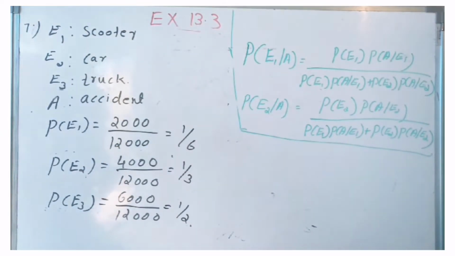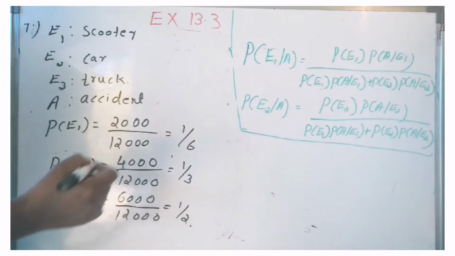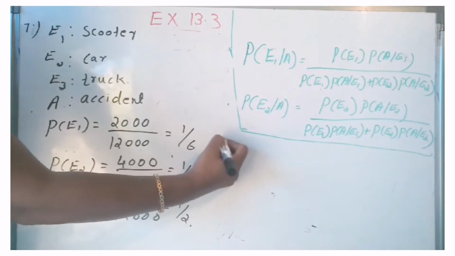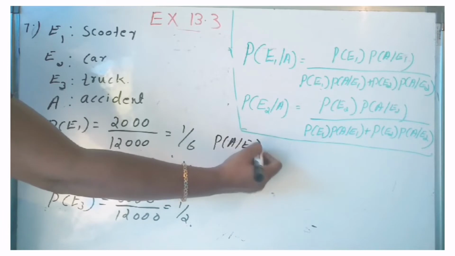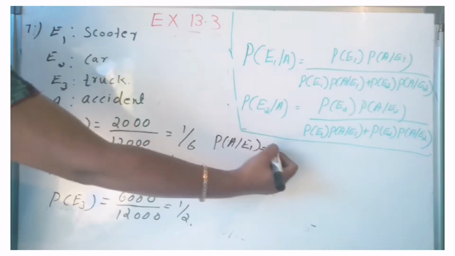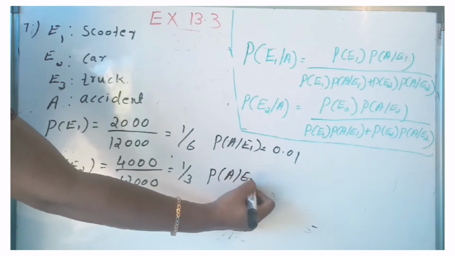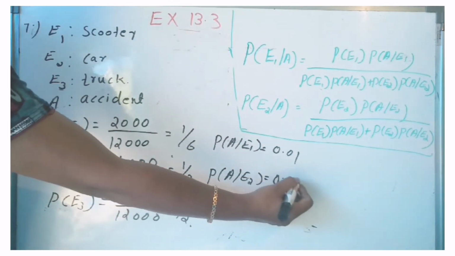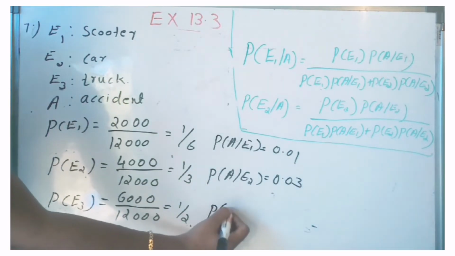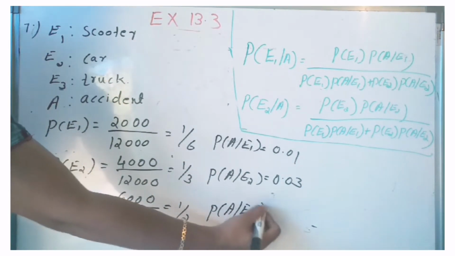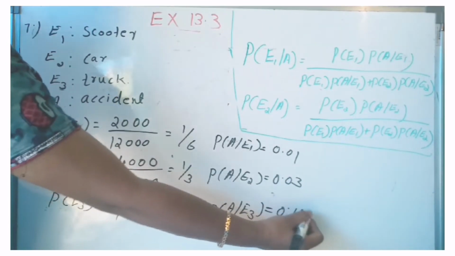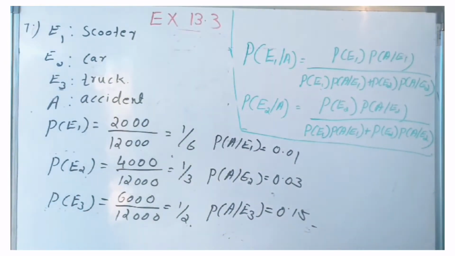Now P of A given E1, that is given in the question, 0.01. P of A given E2, that is 0.03. P of A given E3 is equal to 0.15.